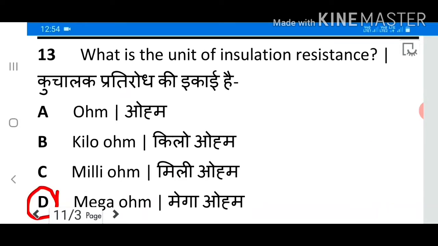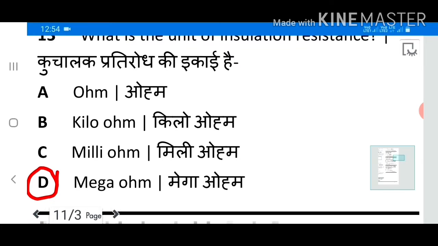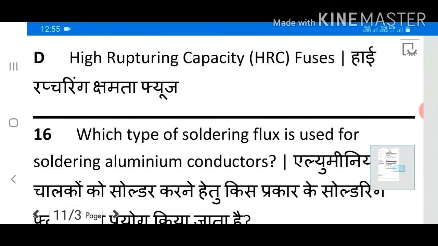13. What is the unit of insulation resistance? Answer D. Mega. 14. Which electrical device is the coarse excess current protection? Answer B. Rewirable fuses.